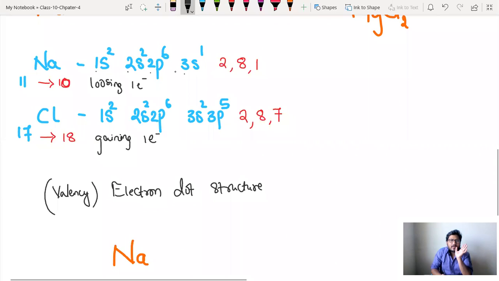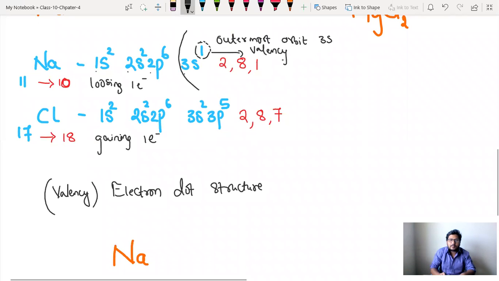Now, what is the valency? Which is the highest number of orbit you can find in sodium? 3. You can draw like this to avoid confusion. 3s1 is the outermost orbit. What is the outermost orbit? 3s is the outermost orbit. Now, what are the outermost electrons or valency electrons? This one. This is the valency electron.